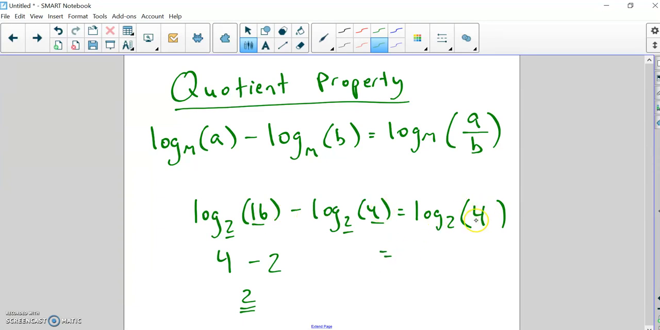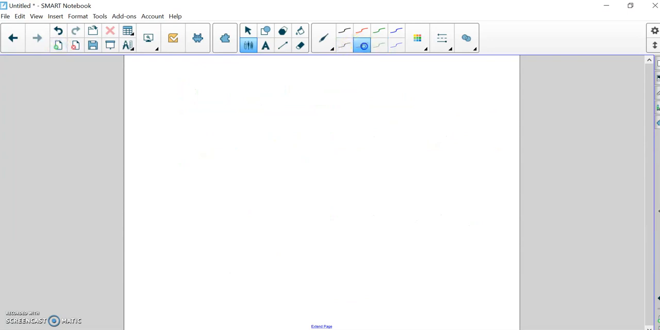And log base 2 of 4, 2 to the second power is 4. So we can see that this property works the way that we want it to. Now, also like last time, there's certain things that we wouldn't be able to evaluate without the use of this property.